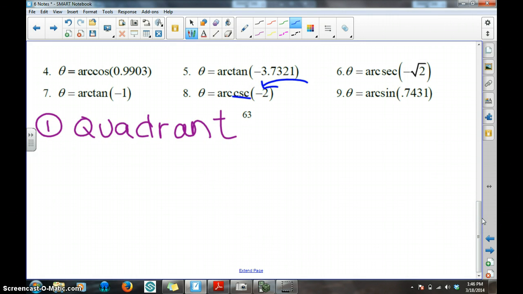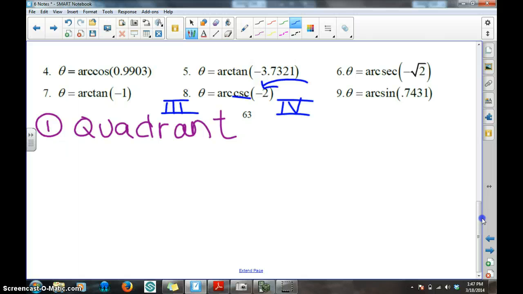So what quadrants is a cosecant, think about sine, negative in? 3 and 4. So I want to write that down so I don't lose sight of it. Because if I'm going to go from 0 to 360, that means I should end up with 2 answers. And one of them should be a number that lands between 180 and 270, a third quadrant angle. And one of them should be a number that lands between 270 and 360, a fourth quadrant angle.